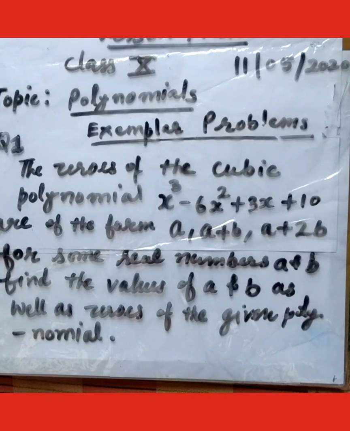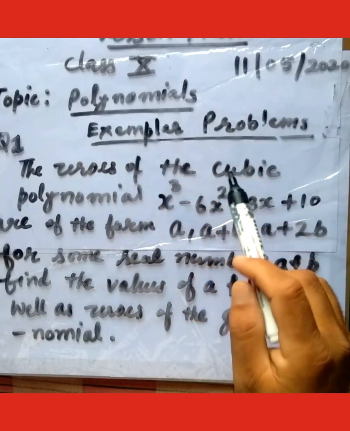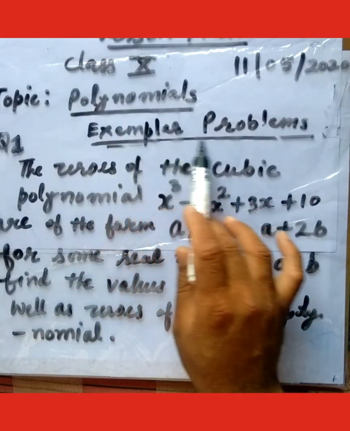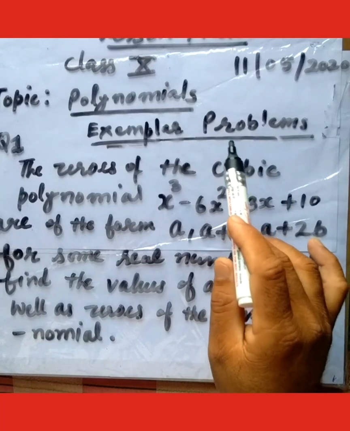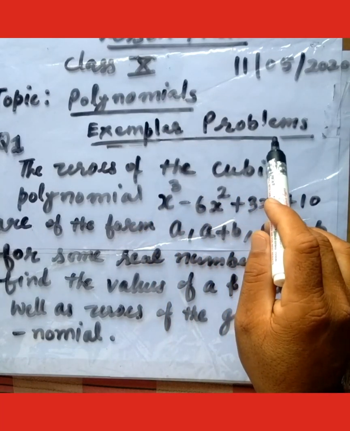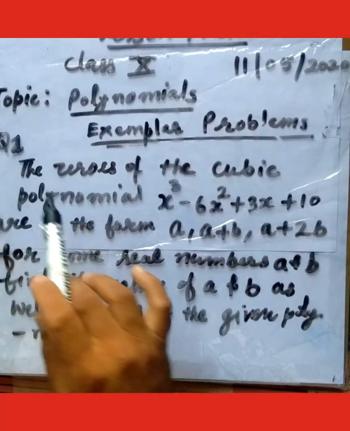So today we are going to start the chapter on polynomials. In this we will start the example problems. Some example problems we'll do here. So I have taken the first exemplar problem from the exemplar book.